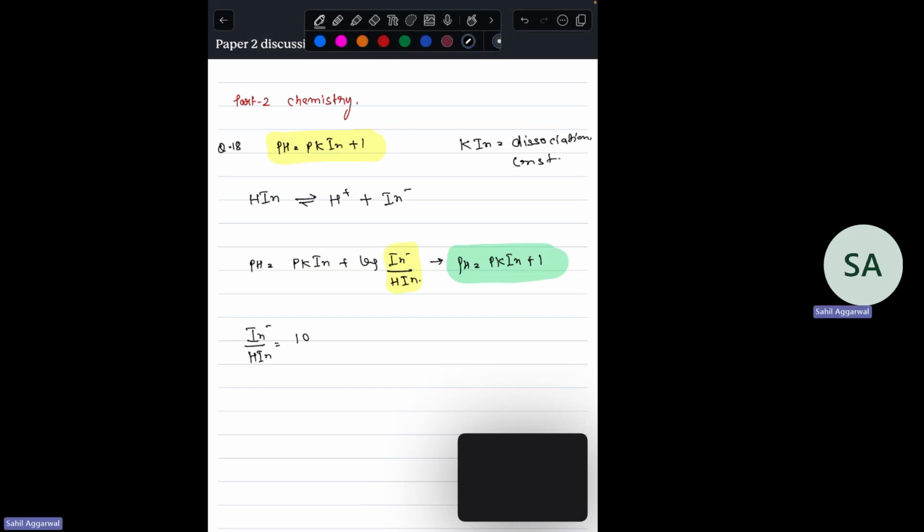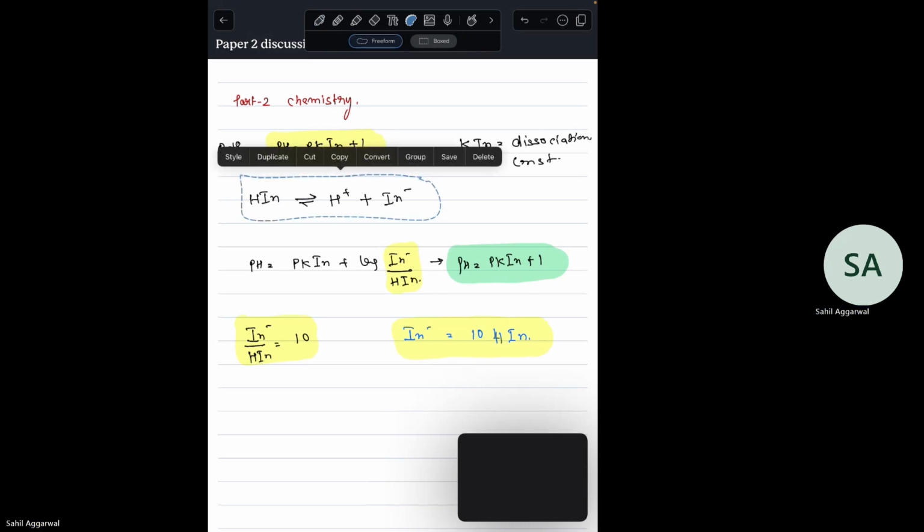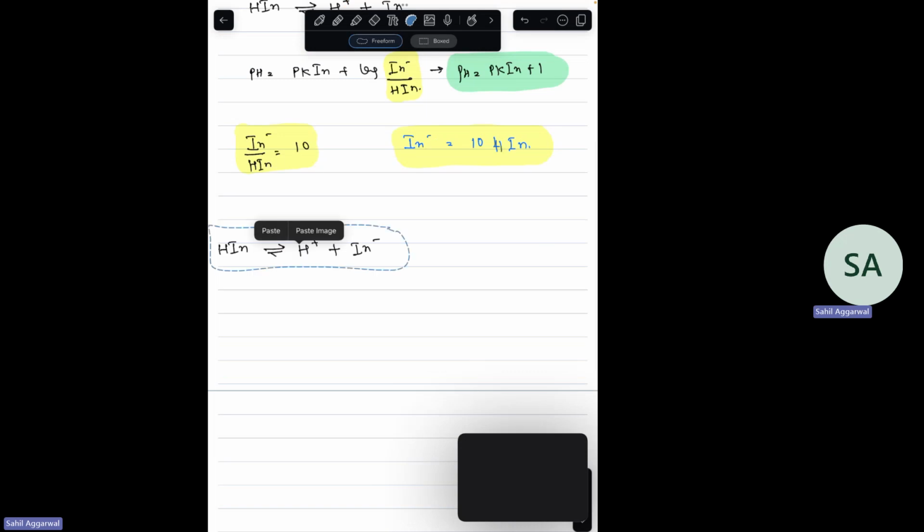It also means that IN minus is 10 times greater than HIN. That means it is highly dissociated. From this I can say, let's say this is 1, this would be 0 and 0. After that this will be alpha percent dissociated. This will become alpha and alpha.